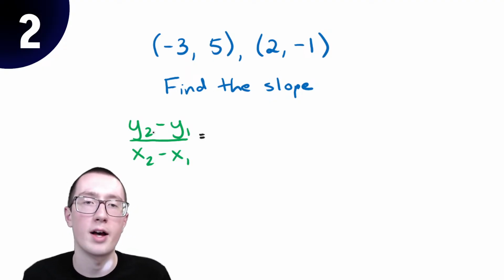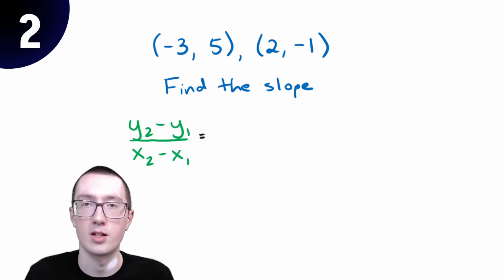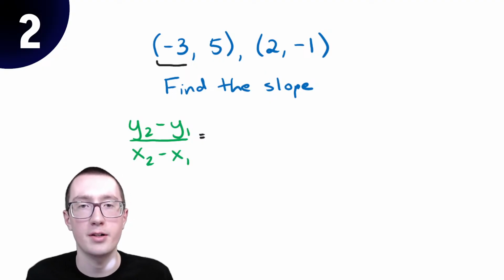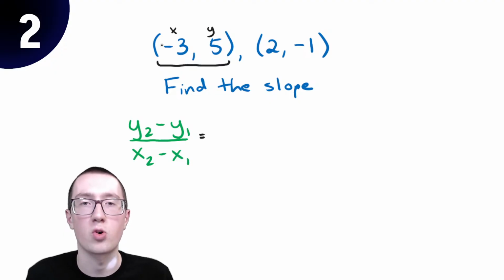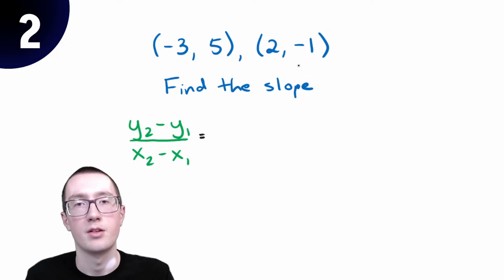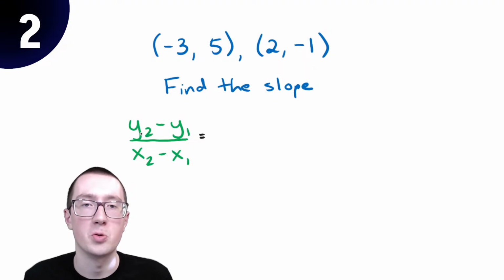So y2 and y1. So remember that for points, it's x first and then y. So for this point here, this is a point. X is the number on the left and y is the number on the right. And this point here, we will call point 1. And then this is point 2. So y2 is the y of the second point. So this is our second point, and the y is the number on the right, which is -1.